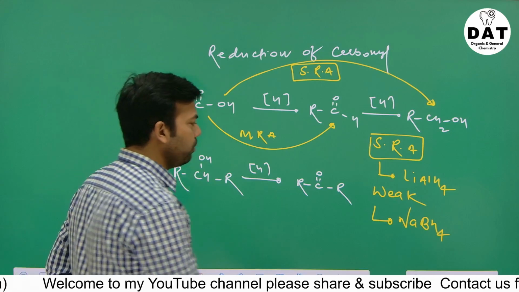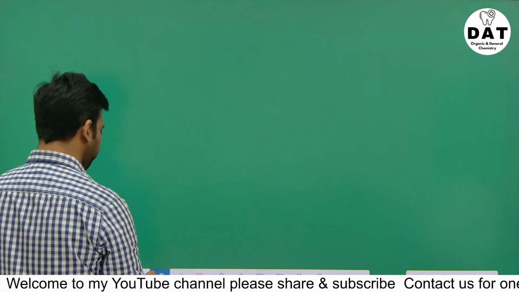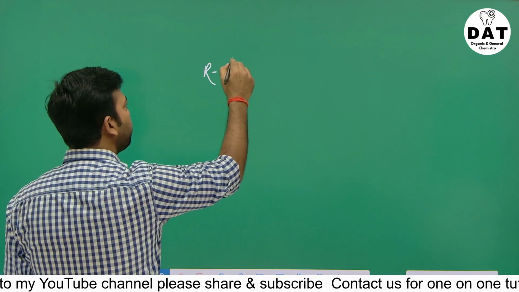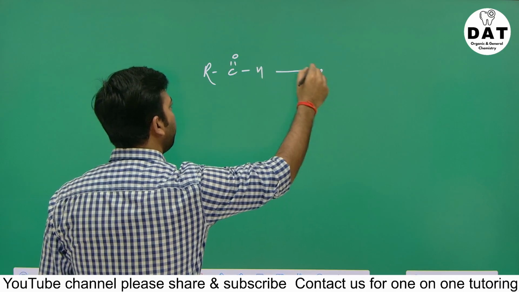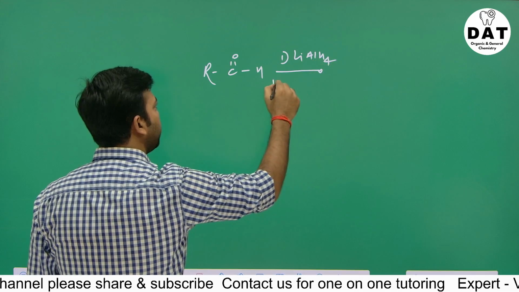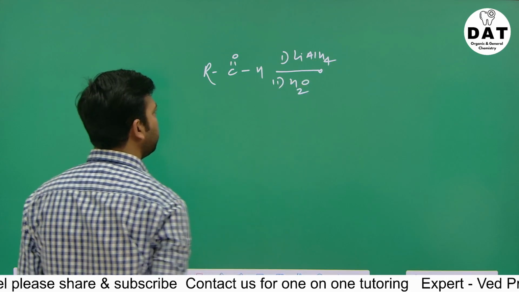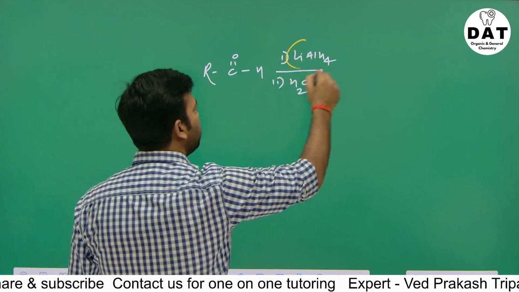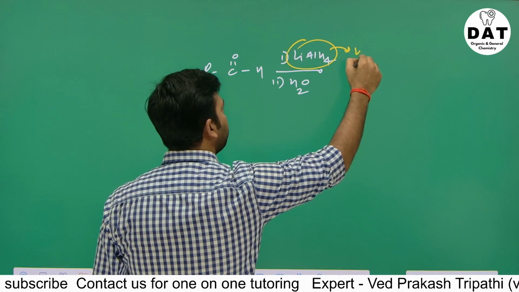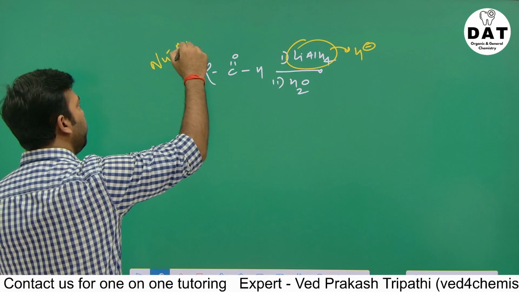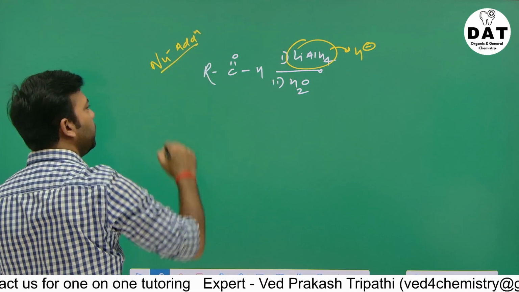I can tell you an example. Look at here. Suppose we are going to reduce an aldehyde. The very first step we are going to use LiAlH4, and the second step is water hydrolysis. So how can we do this? Look at here. I said that LiAlH4 generates H- as a nucleophile, and this reaction is an example of nucleophilic addition. So what will happen?